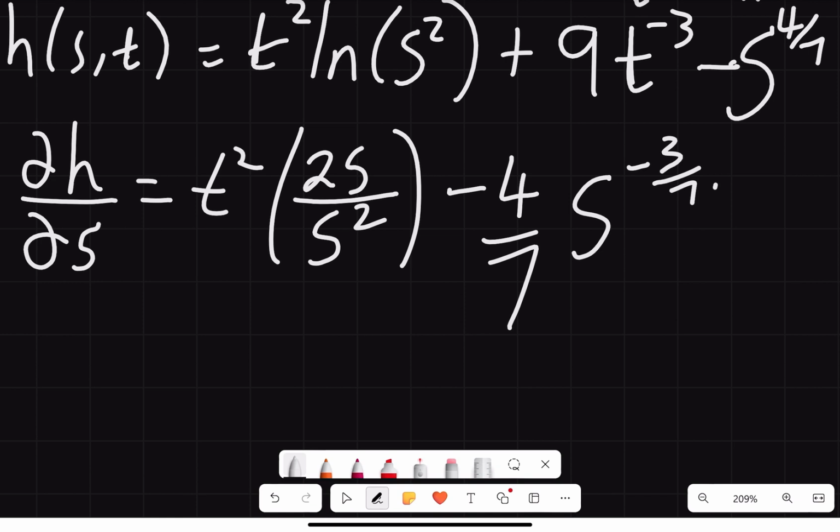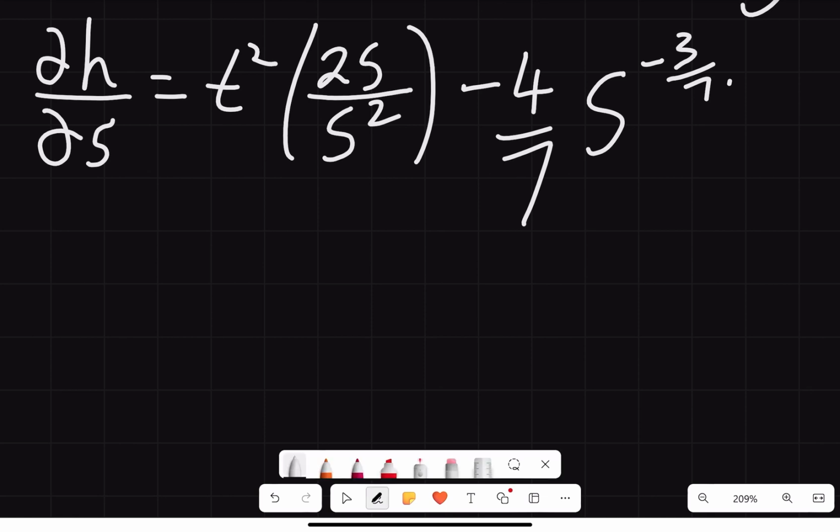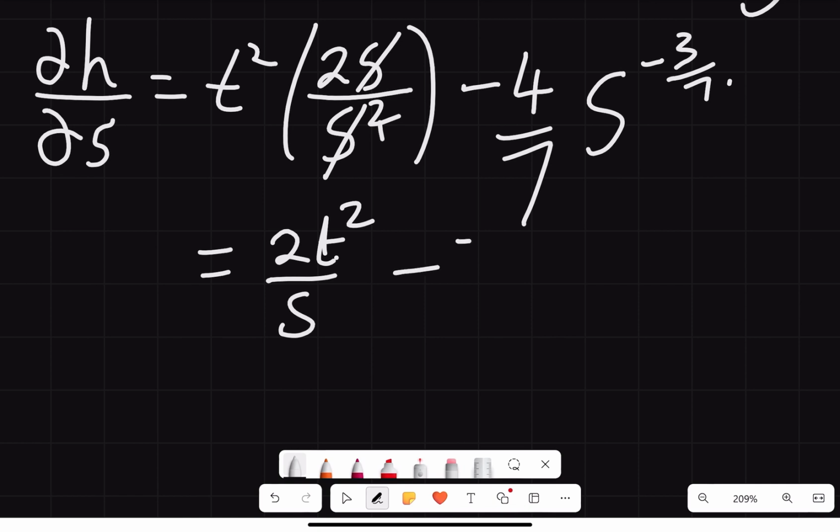We just need to simplify things wherever we can simplify, right? So let's simplify and see. So I'm going to have, okay, 2 over s, because one of the s will cancel there, so we're left with 1 s at the bottom. And then we have t squared here, minus 4 over 7 s to the minus 3 over 7. You can leave your exponents as negative or you can leave them as positive. It's entirely your choice. But we're going to mark it correct either way.